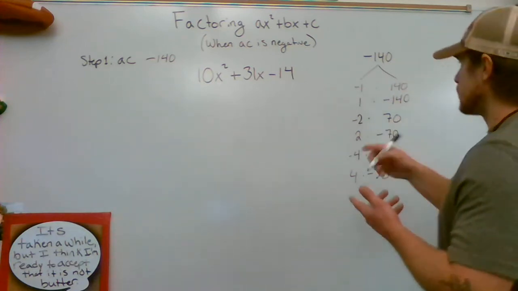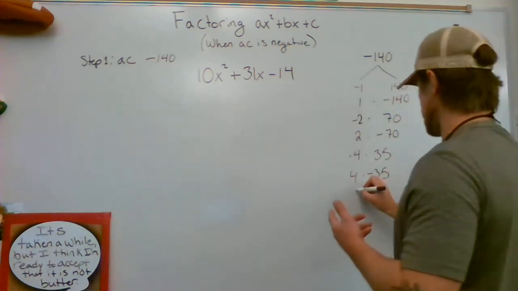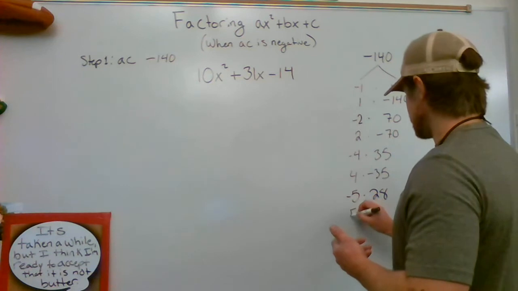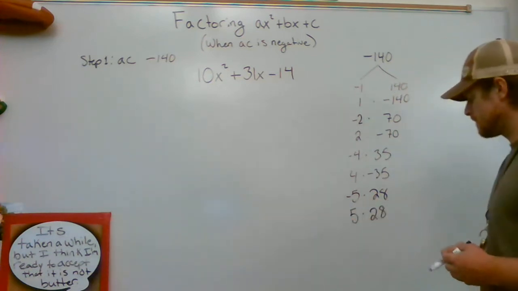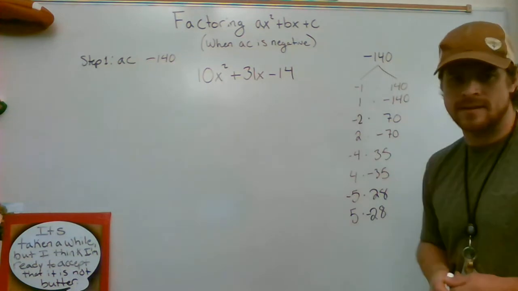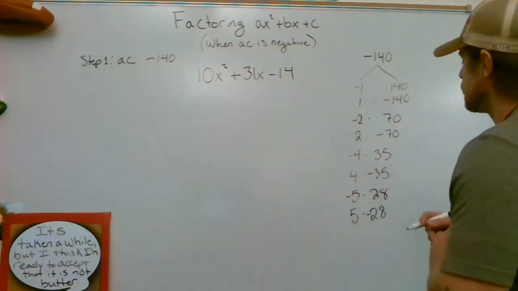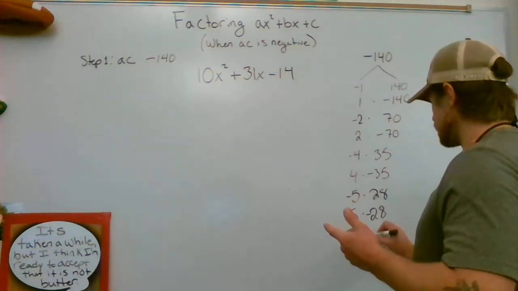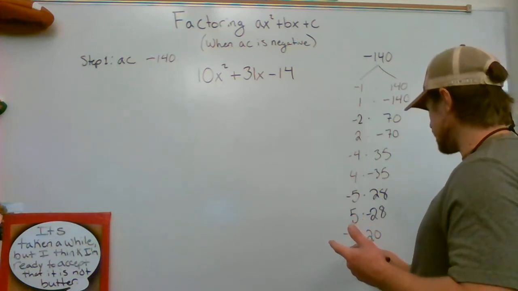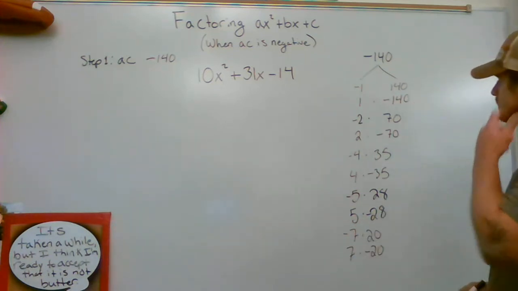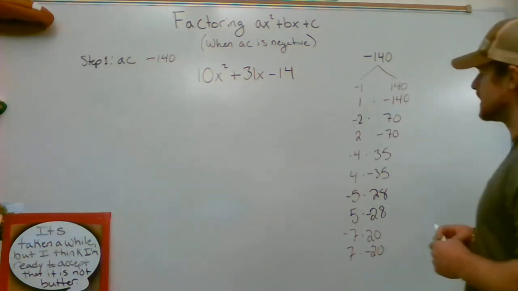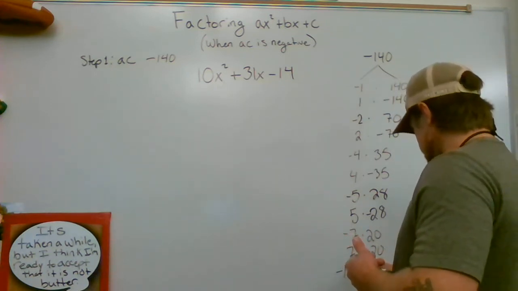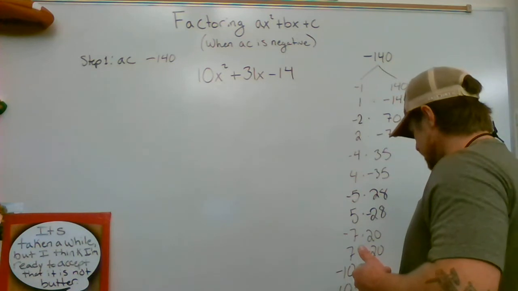All right, is there a 5 that multiplies by something to get 140? Yes. I could do negative 5 times 28, or I could do positive 5 times, oh, excuse me, negative 28. Almost made a mistake right there. What else? We could do 7 times 20. So let's do negative 7 times a positive 20, or positive 7 times a negative 20. And 8 won't work, 9 won't, 10, negative 10 times 14, or positive 10 times negative 14.